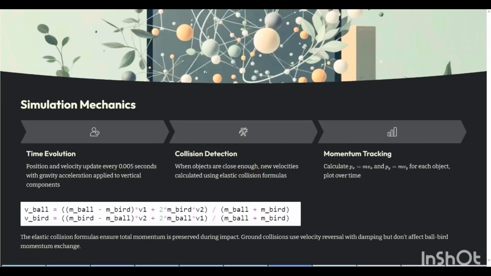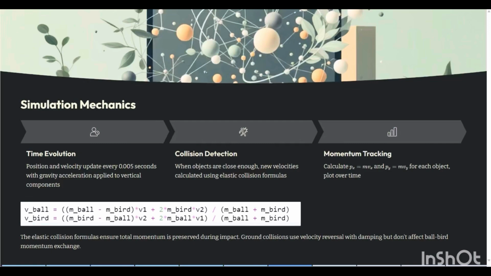For this experiment, the simulation updates the position and velocities of the golf ball and the bird in small time steps. In each step, gravity accelerates the objects downwards, changing their vertical velocity. The main loop also checks for a collision. When the ball and the bird get close enough, it calculates their new velocities using the conservation of momentum for an elastic collision, as you can see in those lines of code. This ensures that the total momentum before and after the collision is preserved.